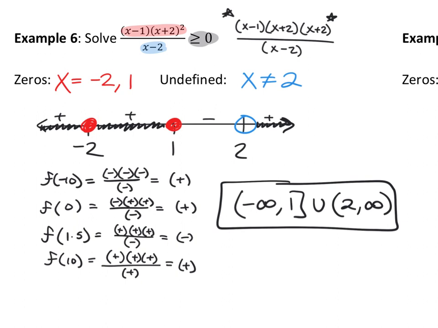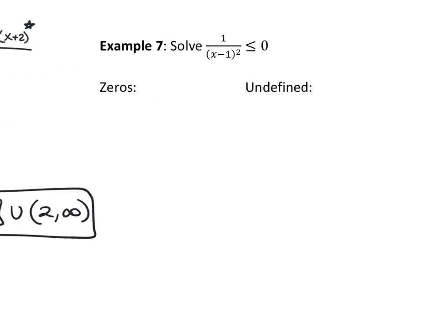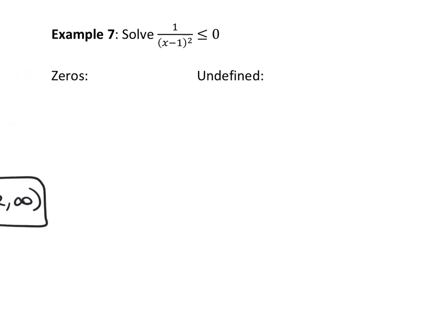Now the last one's kind of weird, right? Example 7. If we do this the way we've done all of them, remember the final answer here is where it's less than or equal to 0. Where is it equal to 0? Where are the zeros? There are no zeros. 1 is never equal to 0. That's weird. There are no zeros.